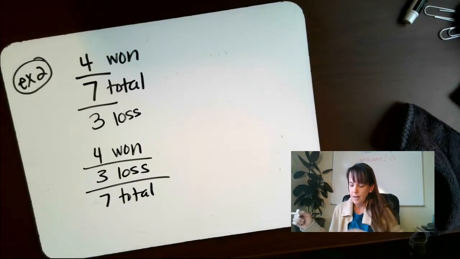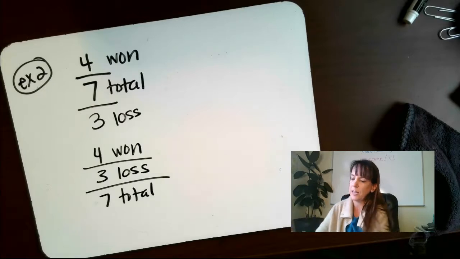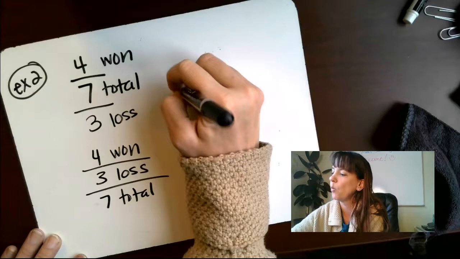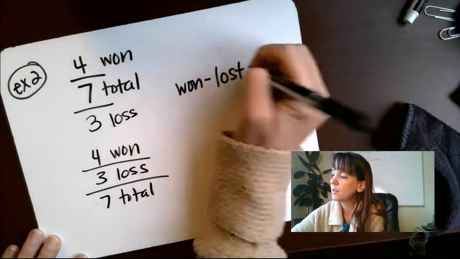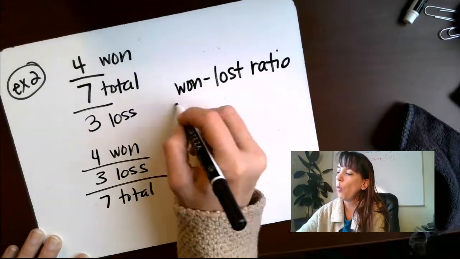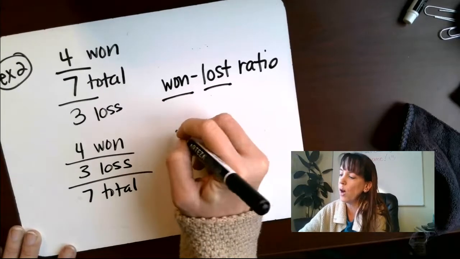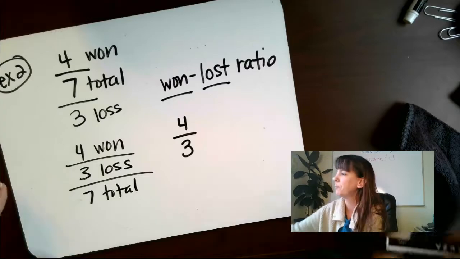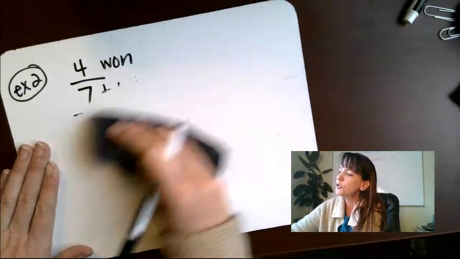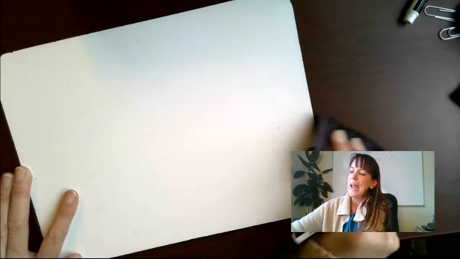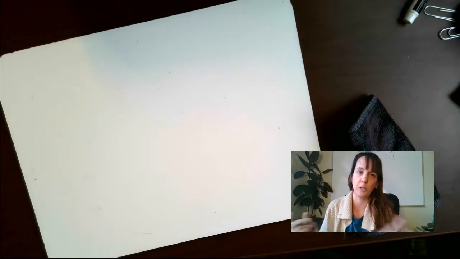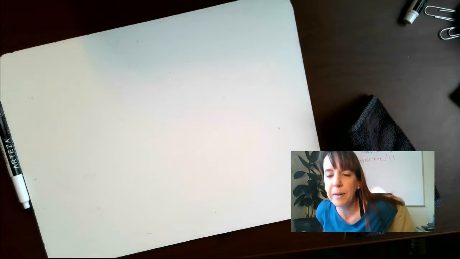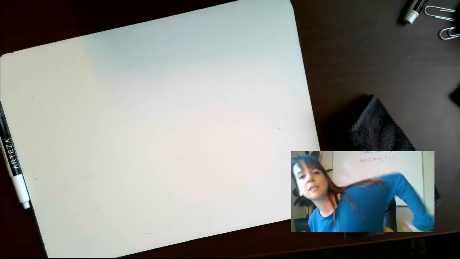Okay, so what was the team's won-lost ratio? Won-lost ratio means we need to put the won on top and the lost on the bottom. The won is 4 and the lost is 3. So that would be the ratio. The big thing with ratios, guys, is making sure that you're putting them in order. And when we start comparing ratios, those are called proportions. When we compare those, it's also important that you compare top to top, the same thing on the top, same thing on the bottom.